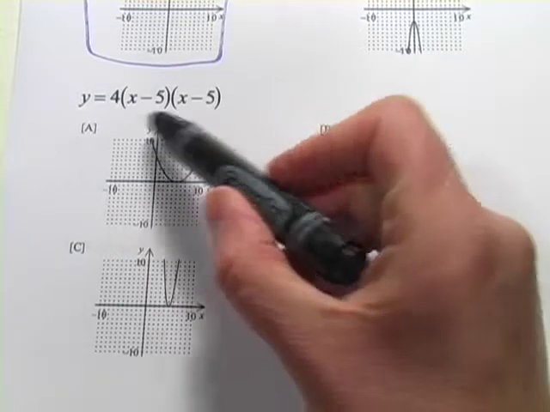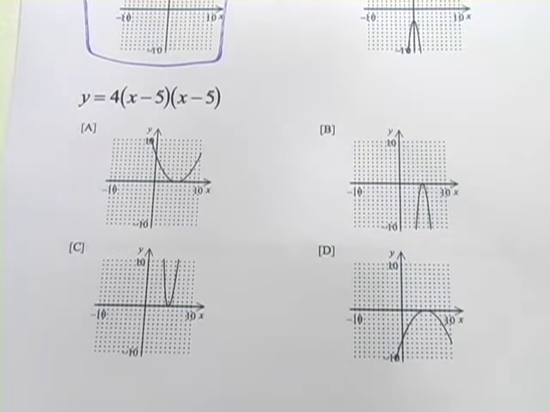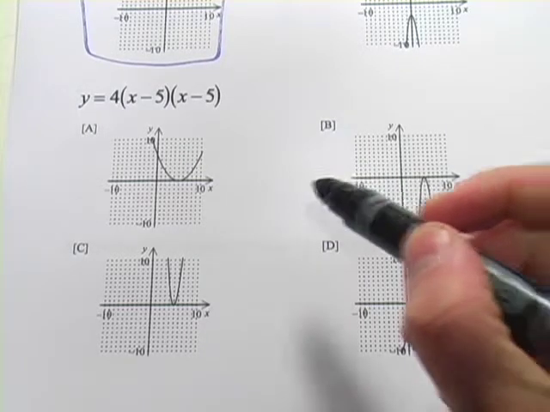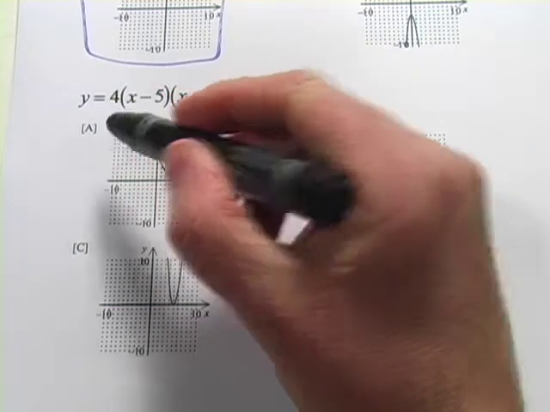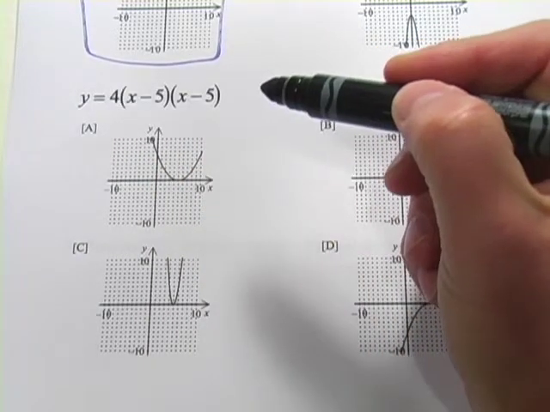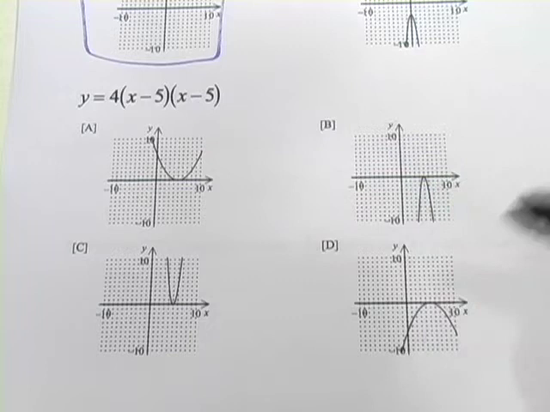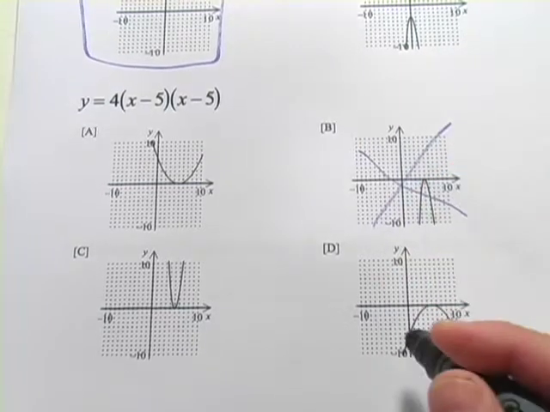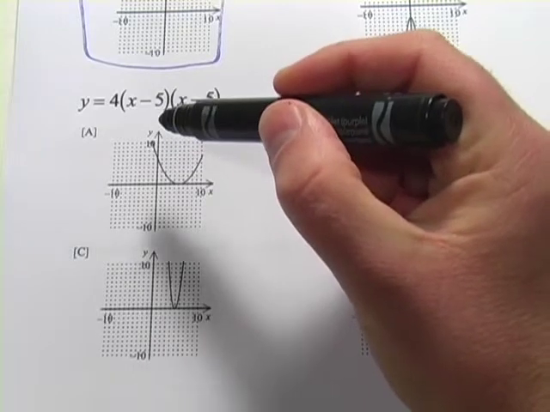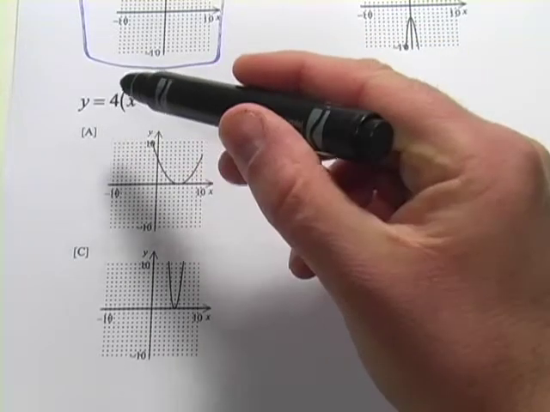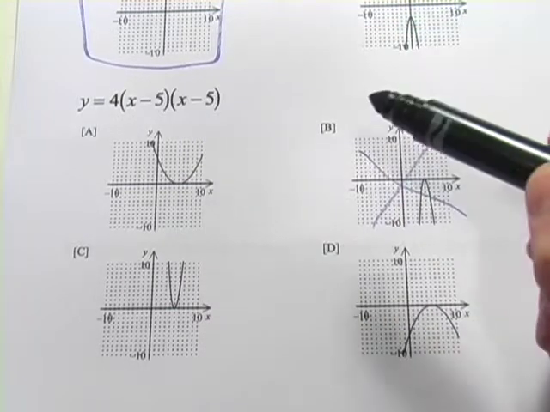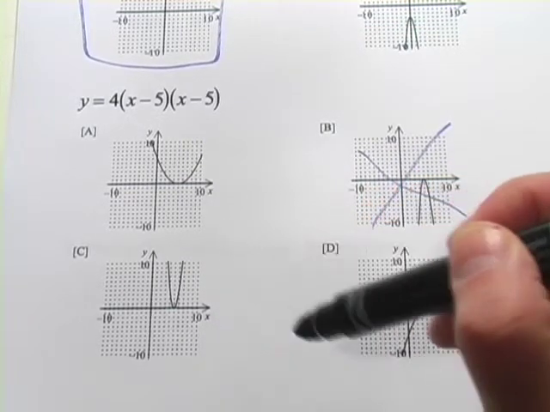Now this one, they've actually got it in this sort of factored form, and you could multiply all that out, but we really don't have to. One thing to notice is there's a positive 4 on the outside. That's going to be the term that comes along with the x squared term, so it's going to open upward. So this one's out. That 4 is going to make it skinnier. It's going to rise faster. If this was a 1/4 or a 1/2, it would make it shallower. So I know this one's going to be looking kind of skinny, so I'm suspecting it might be C.